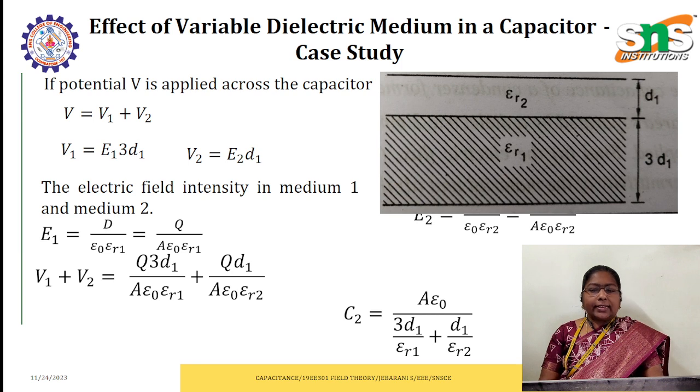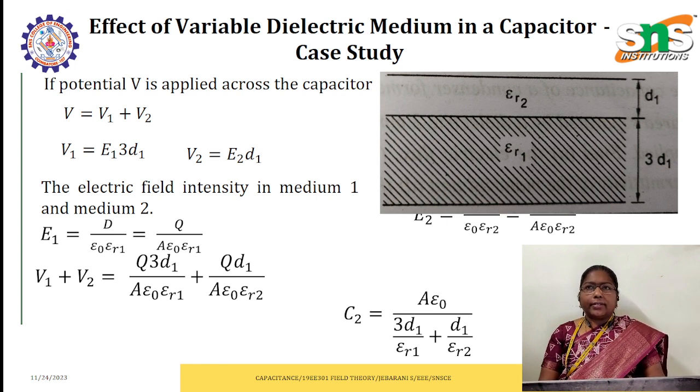We'll consider the second case, right? Suppose the second dielectric medium is going to be of thickness D1, and the first dielectric medium is going to be 3 times D1, what is the effect? So again, in this case also, the capacitance when you calculate, it is going to be A into epsilon naught divided by the ratios. So the first medium is going to be 3 times D1 divided by epsilon R1. And for the second medium, it is going to be D1 divided by epsilon R2.